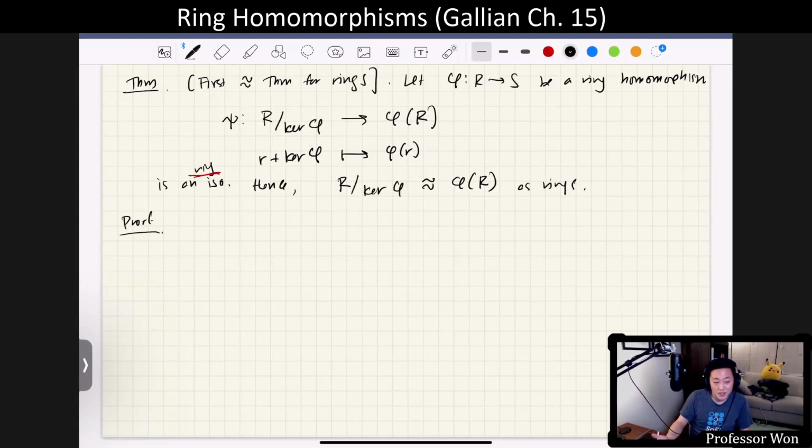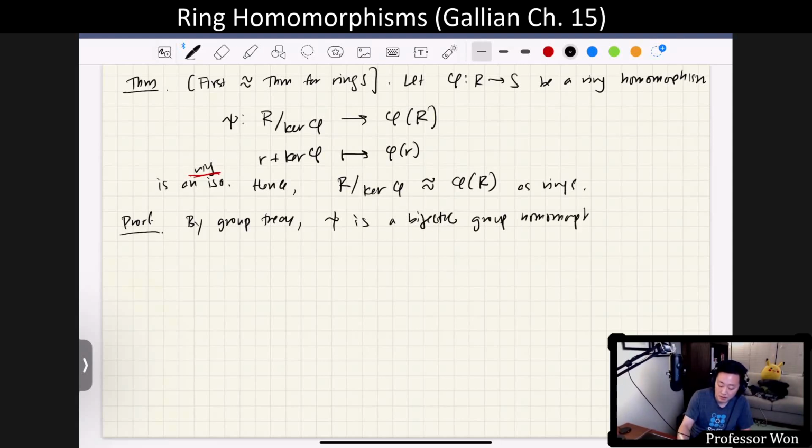Okay, so here we get a bunch of stuff for free because this is just the map that we wrote down in group theory. In other words, we get for free that psi is bijective. It's a bijective group homomorphism of the underlying additive groups. So we don't check bijectivity. That's very nice because we know group theory. So by the first isomorphism theorem for groups, psi is a bijective group homomorphism of the underlying additive groups. Therefore, we only need to check that psi preserves multiplication. And then we get the entire first isomorphism theorem for rings.